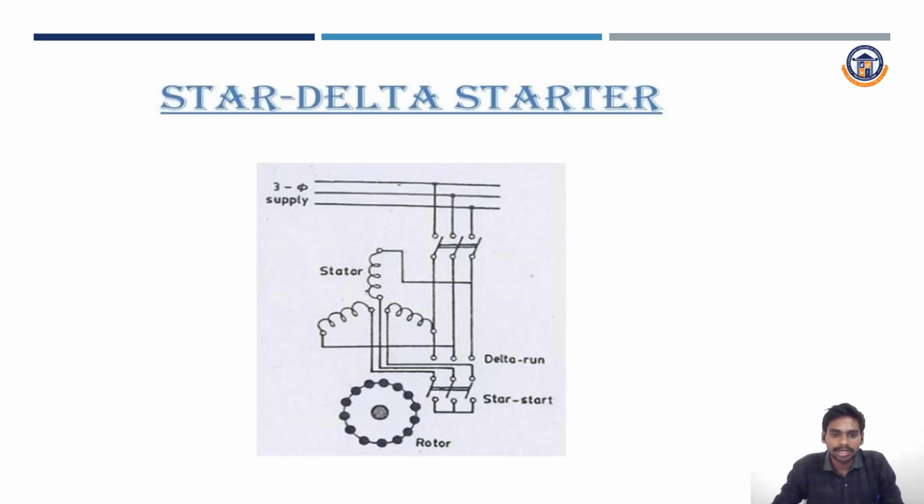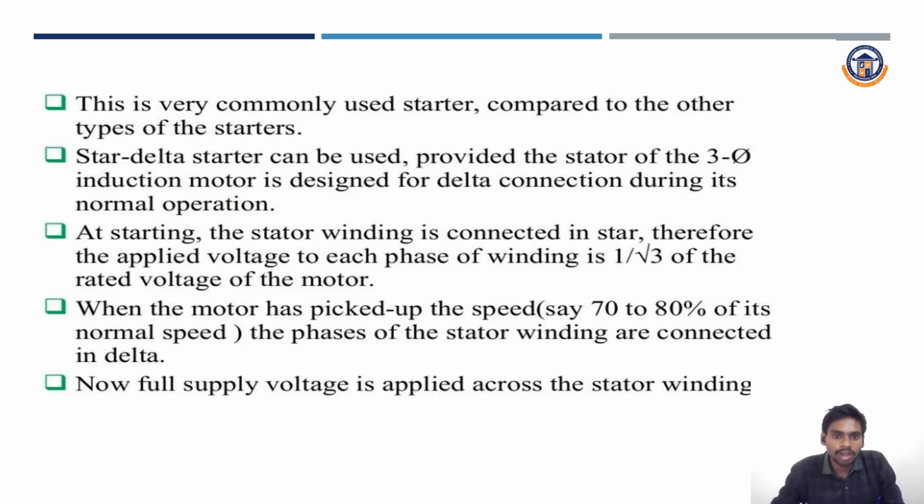The star delta starter. Okay, this is the three-phase supply. Supply to the contactors, star and delta run. This is the circuit diagram of the star delta starter. This is a very commonly used starter compared to other types of starters.